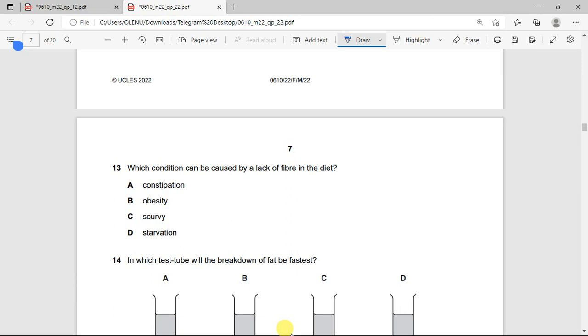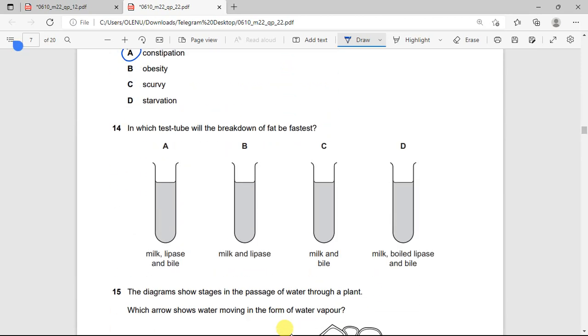Now, which condition can be caused by lack of fiber in a diet? That's constipation, right, where you don't have proper digestion.